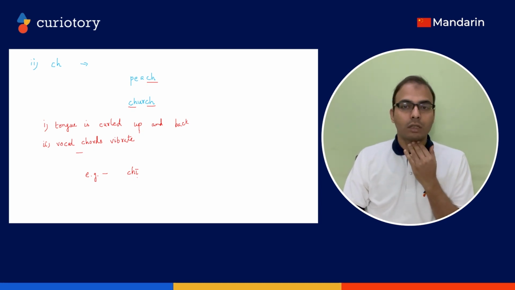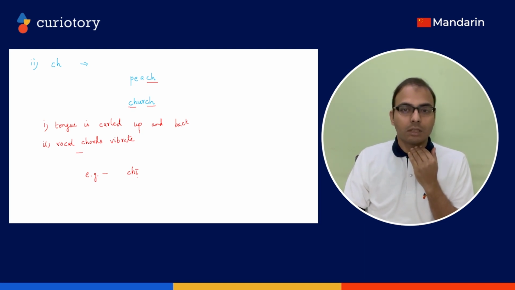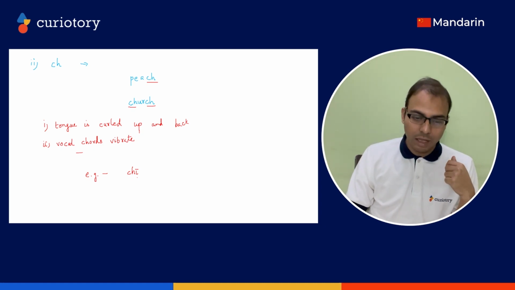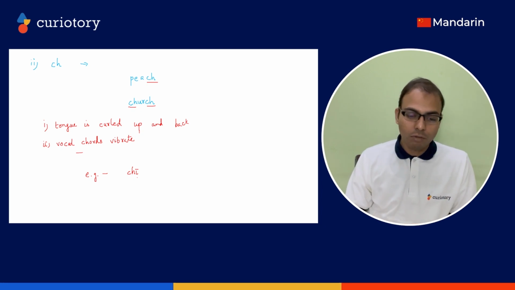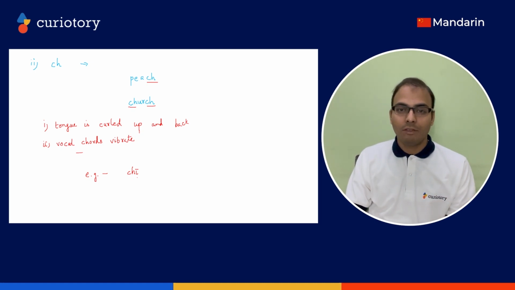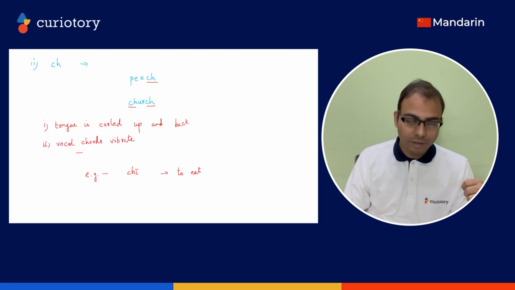Once again, ch. You have to ensure that your vocal cords are vibrating when you are saying it. So I hope ch is clear to you. What was the rule? You have to pronounce it the same way as you say the ch in peach or church. There are two rules, and you have to make sure you are following them to pronounce it correctly. And by the way, ch means to eat.